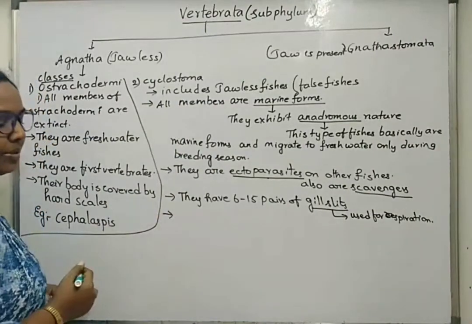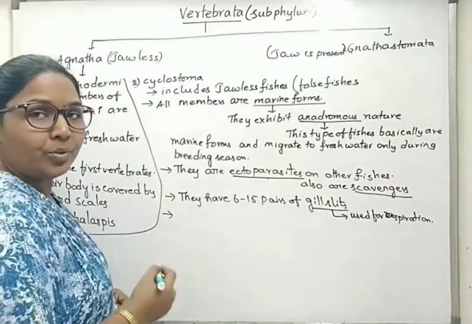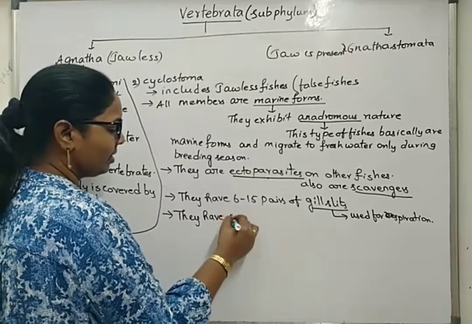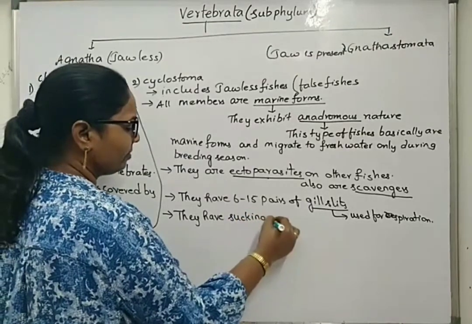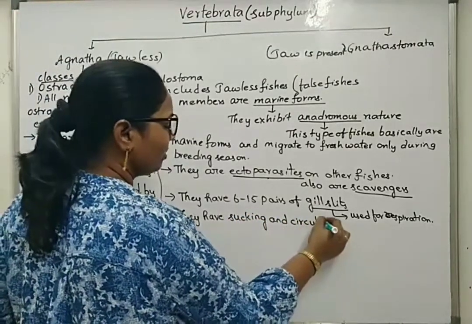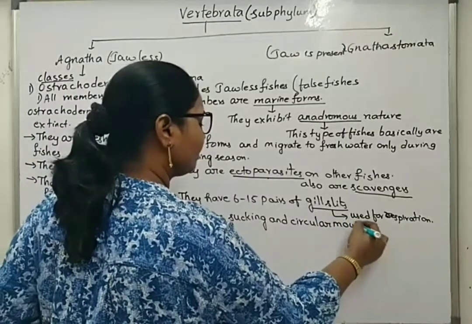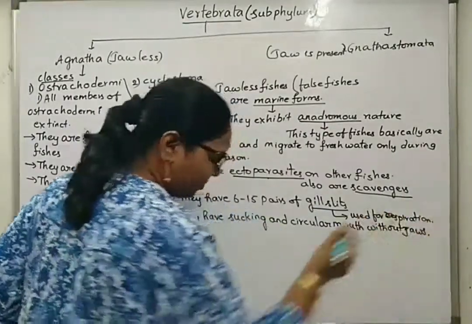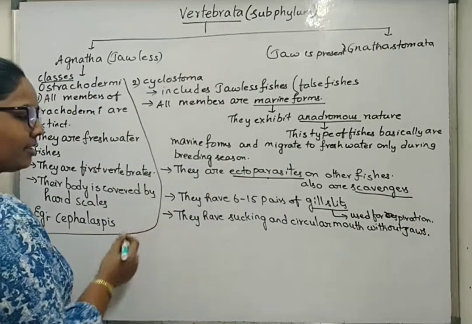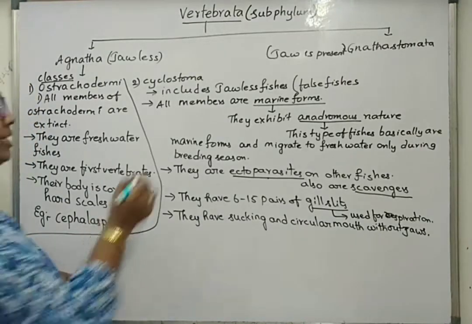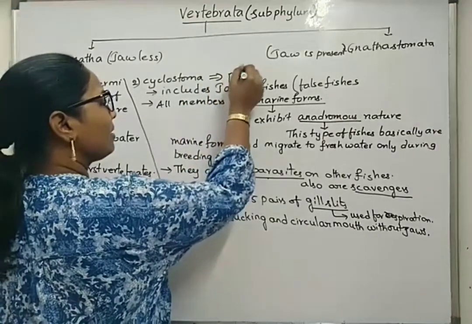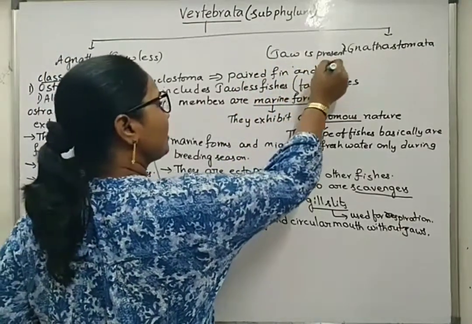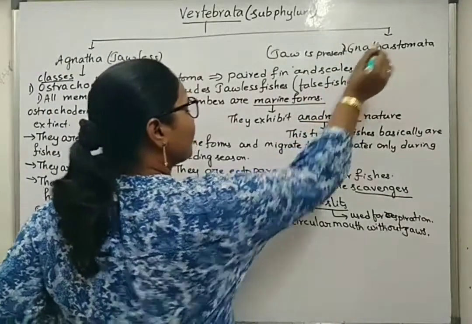Next, they have a sucking and circular mouth without jaws. Scales and paired fins, as in normal fishes, are absent in the case of Cyclostomes. Paired fins and scales are absent.